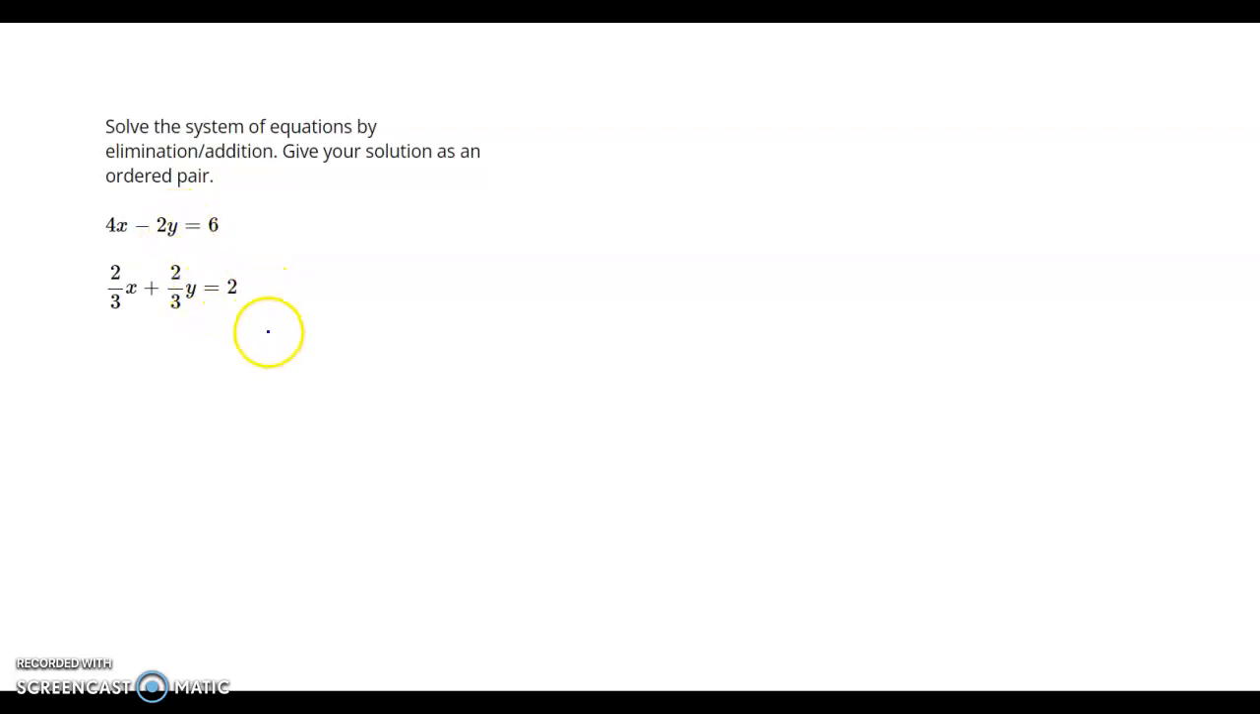Okay, the first thing I would do though is I'm looking at this fraction equation and I would multiply by the denominators just to get rid of the fractions. So let's multiply everything here by 3. Now make sure we have to multiply every single term to keep this equation balanced. So the 3's are going to cancel there, so I get 2x. The 3's cancel there, and I get 2y equals 2 times 3, which is 6.